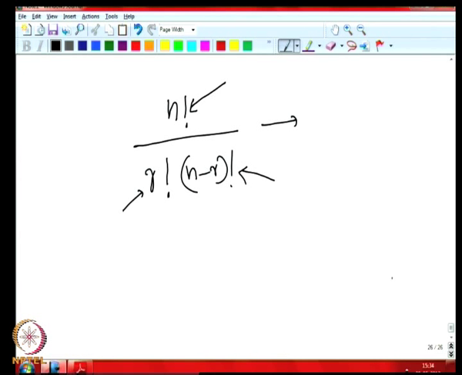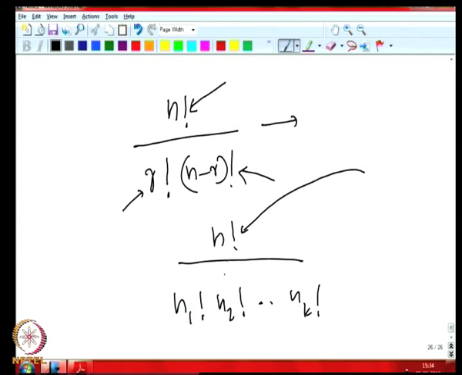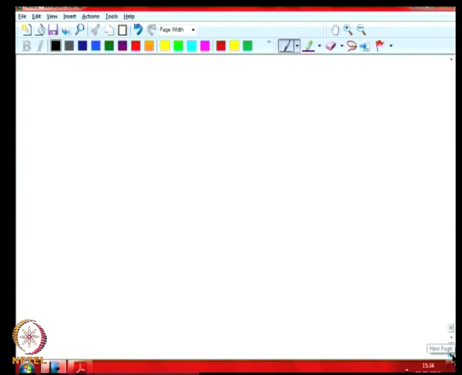Suppose sometimes I have a multinomial coefficient, something like n factorial by n1 factorial, n2 factorial. So, what will I do for this thing? You tell me something which I can use in all these situations. That means n factorial should be substituted by something, and all these factorials should be substituted by something. In this case what we can use, which is generally very useful to remember, is something called Stirling's formula.